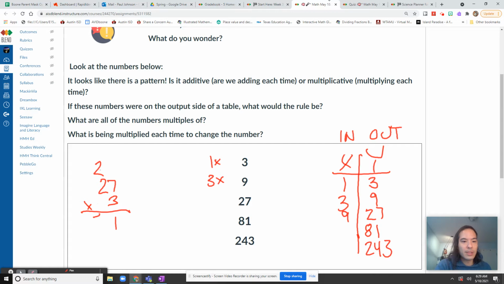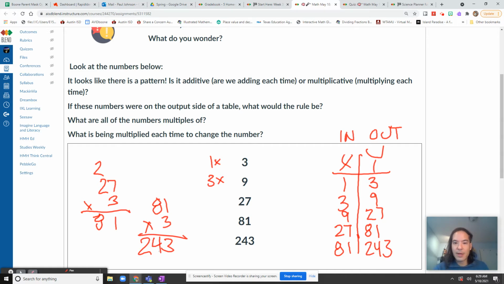And it looks like we get the next number. So 27 times 3 is 81. And I'm guessing that 81 times 3 is going to be 243. Let's check it out. 81 times 3 is 243. That is, in fact, what's going on here. So our rule is 3 times x equals y. This is our rule for this table. Whatever our x value is, we're multiplying it by 3.